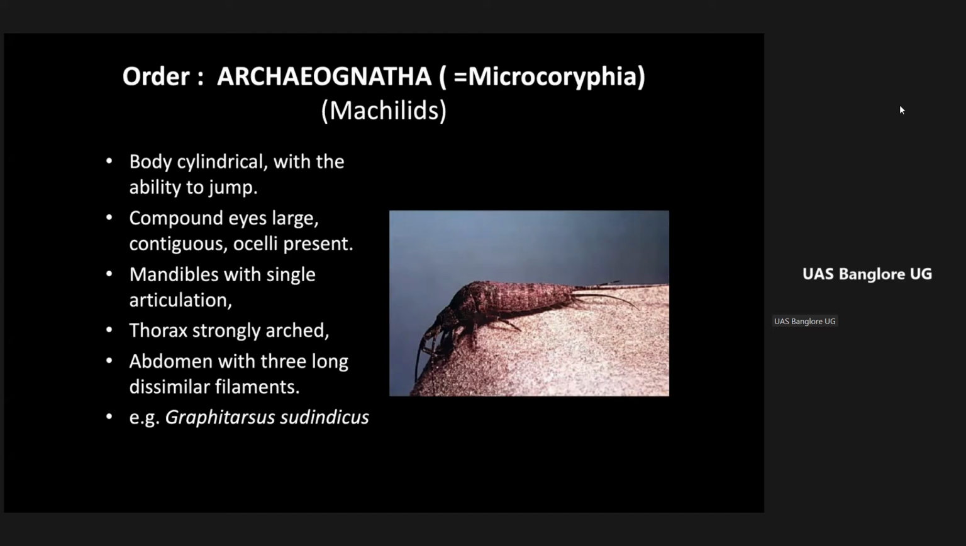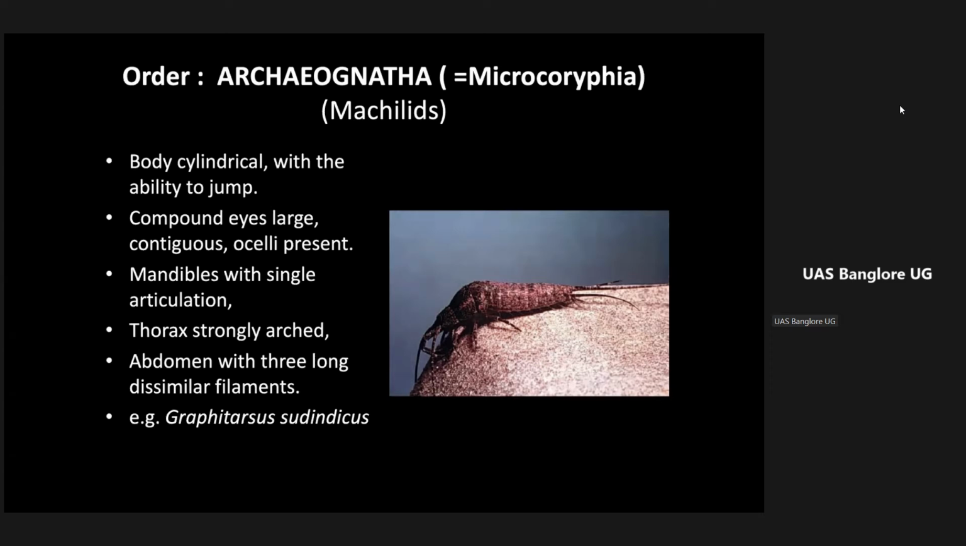You should be able to read it aloud whenever you have time, or whenever you have your manual. If you keep your manual open and read it aloud, you will get the meaning of that. Archeo means primitive, Gnatha means jaw. So they have a primitive type of mouth parts. In Collembola, Protura, and Diplura, you had entognathous mouth parts, which were internal, whereas in this, the mouth parts are external. So archeo means primitive, gnatha means jaw.